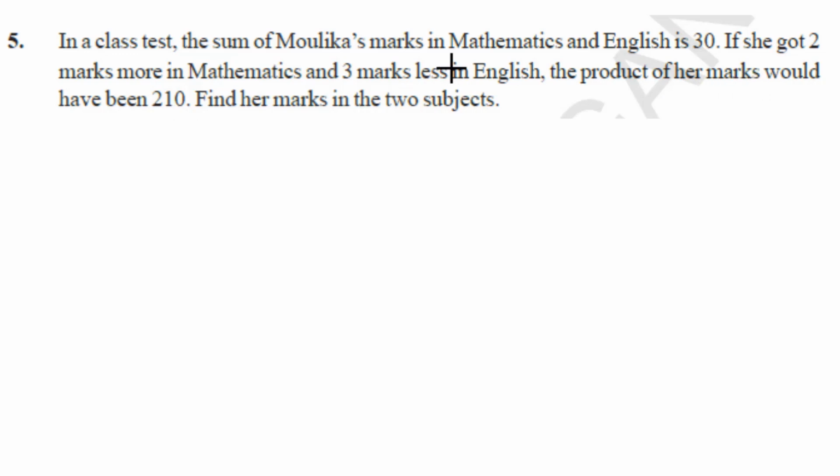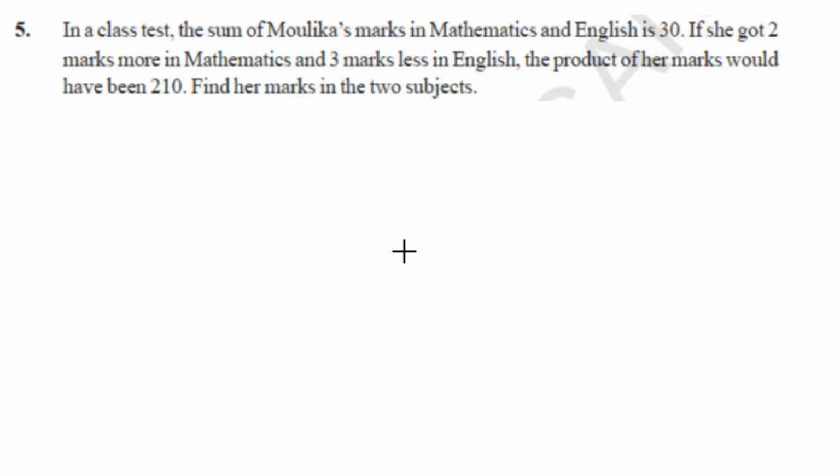So here what we have to do is, whatever the actual marks that Moulika got in mathematics, to those marks we have to add 2 more, and we need to reduce 3 marks from the English subject. Then if we find the product of these 2 marks, we get 210. So these are the 2 pieces of information that we have, and we need to find what her exact marks are in the 2 subjects, mathematics and English. So let us find out her exact marks here.